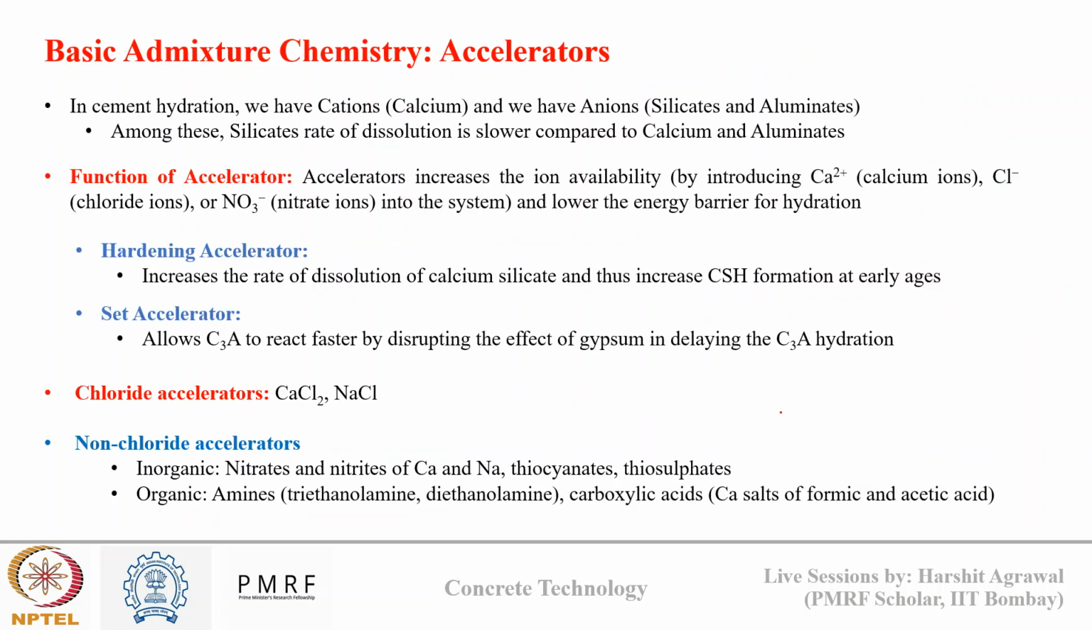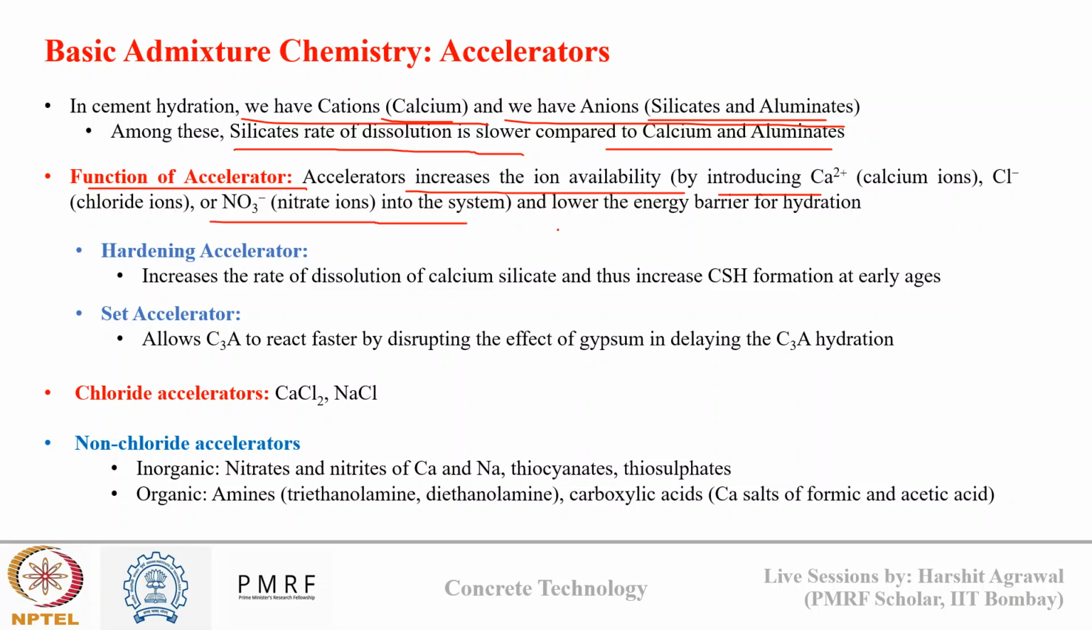Okay, what is the basic chemistry behind the accelerator? In cement hydration, we have cations and we have anions. Cations are calcium ions, anions are silicates and aluminates. Among these, the silicates' rate of dissolution is slower compared to calcium and aluminates. So what does an accelerator do? It increases the ionic availability by introducing calcium ions, chloride ions and nitrate ions to the system, and it lowers the energy barrier and accelerates the reaction, the cement hydration.